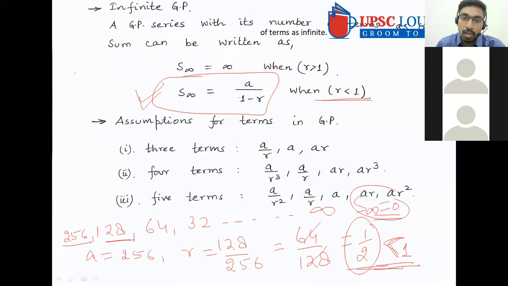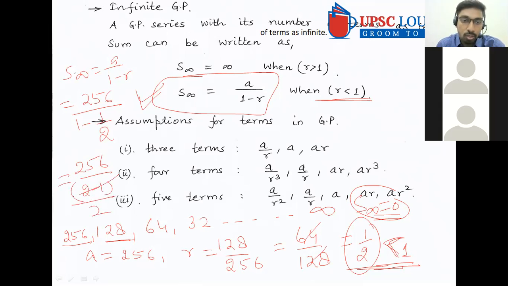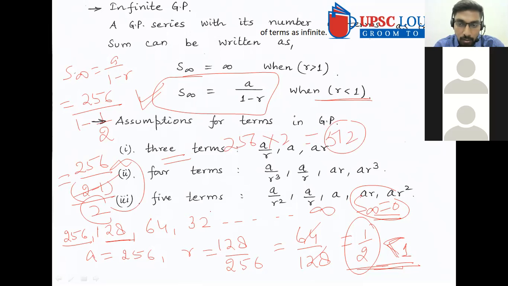So how will you calculate? Simply S infinity equals a upon 1 minus r. The value of a is 256, and r is 1 upon 2. So 256 divided by 1 minus 1 upon 2, that is 256 divided by 1 upon 2. So this 2 will go up, that means 256 into 2, which equals 512. So when you add these numbers, you will get 512 as your answer.